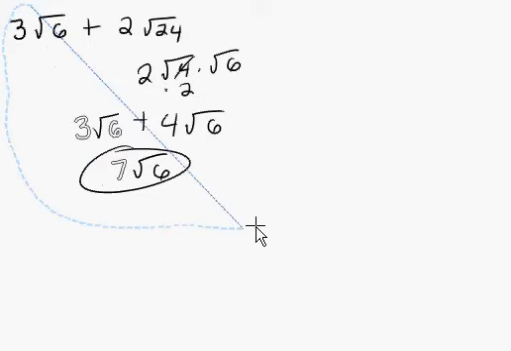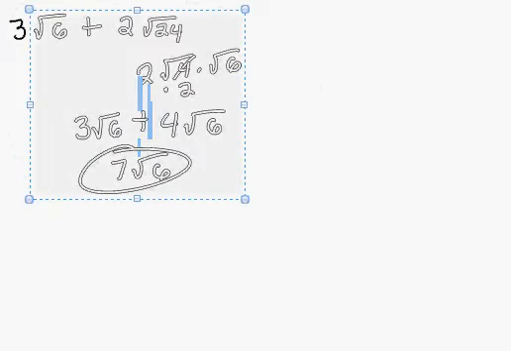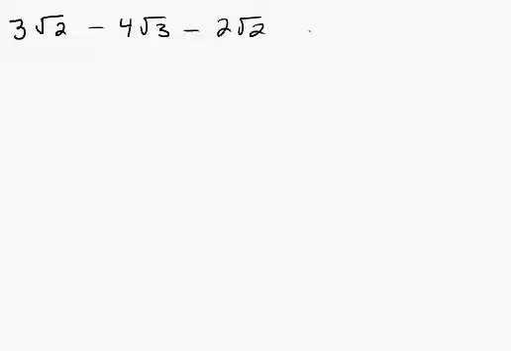Let's try some subtraction. What happens if we go to take away? Is that going to change our problem? Let's see. Let's say I had 3 radical 2, and I want to subtract 4 radical 3, subtract 2 radical 2, minus 5 radical 3. Okay, let's see how I can do with this problem.